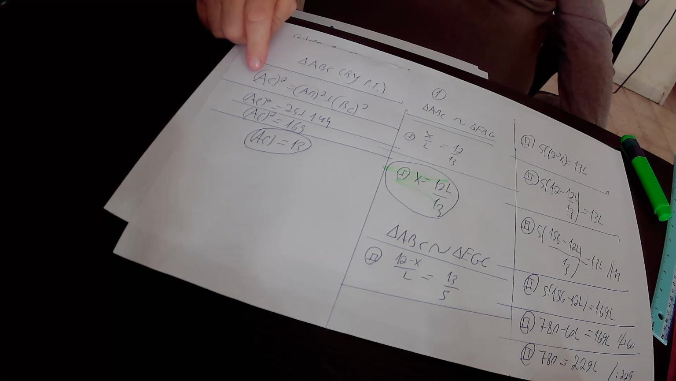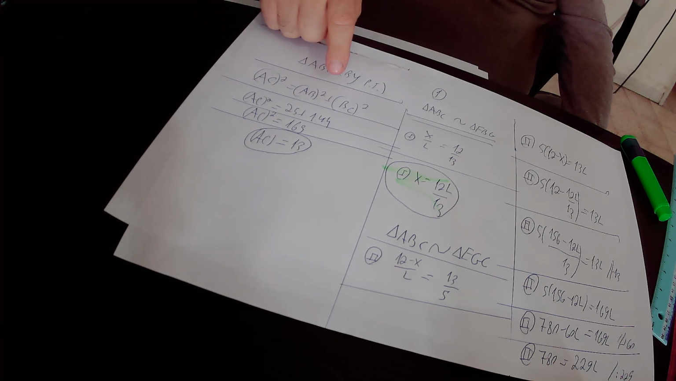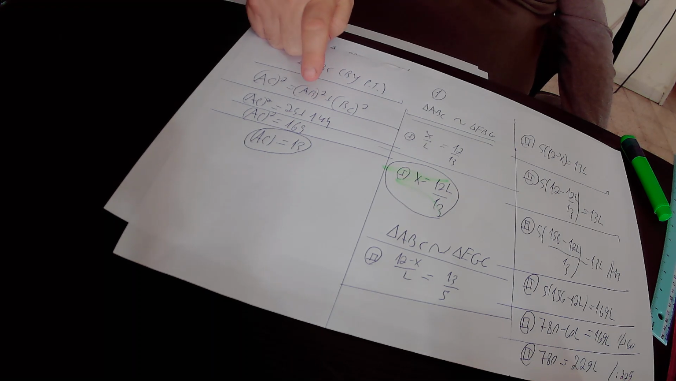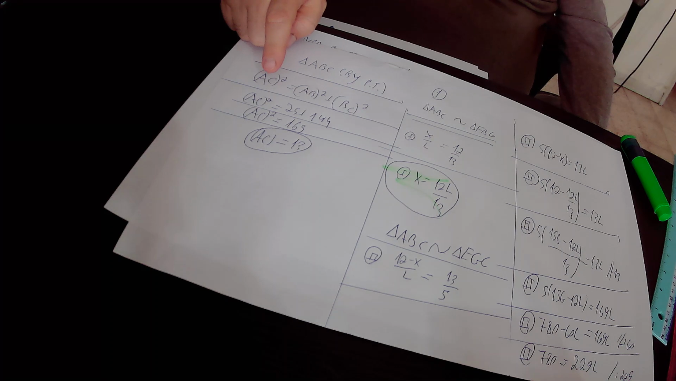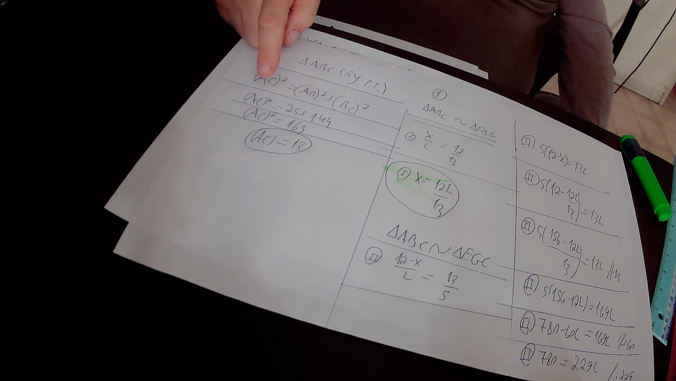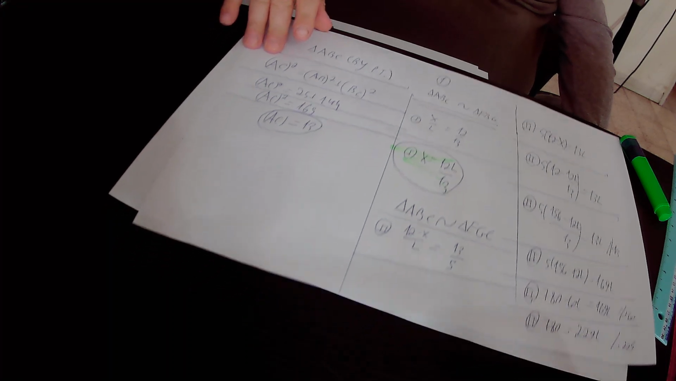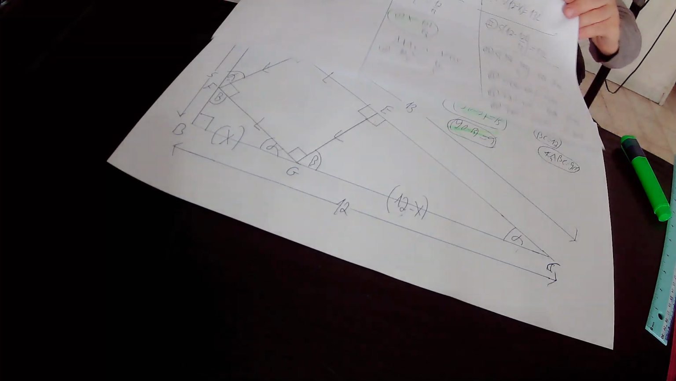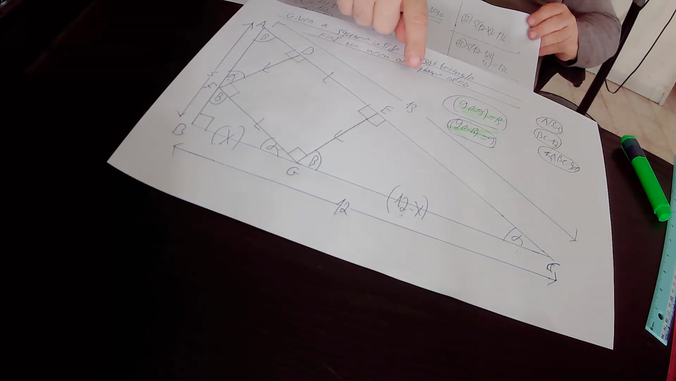In conclusion, we found out that AC square equals 25 plus 144. 25 plus 144 is 169, so AC square equals 169. We took a root of this equation and found out that the length of the hypotenuse AC is 13. So the hypotenuse AC equals 13 units in length.